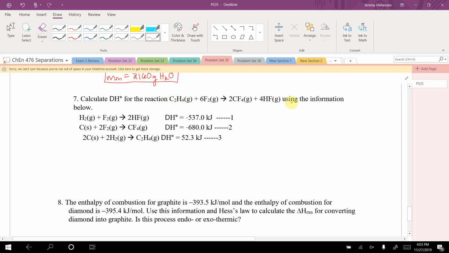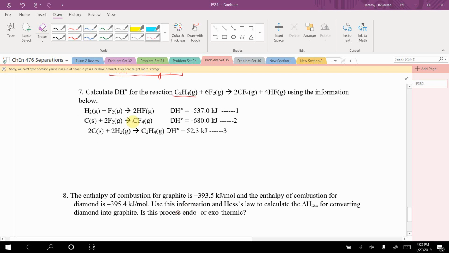All right, I know that I have a C2H4 on the left of the equation, the reaction. I don't have a C2H4 on the left here, I have one on the right. So what I'm going to do is flip this bottom reaction. So that gives me C2H4 goes to 2C plus 2H2.